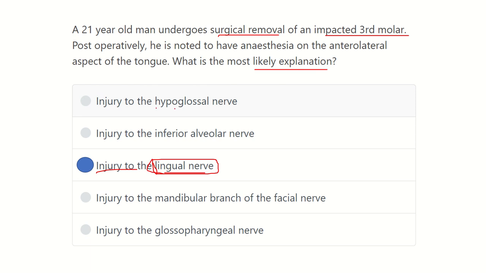Other options, such as injury to the hypoglossal nerve, are not true, because the hypoglossal nerve is purely a motor nerve. Then injury to the inferior alveolar nerve is not true, because the inferior alveolar nerve supplies the tooth area or mandibular area. Then injury to the mandibular branch of the facial nerve is also not true, because it gives the motor supply. And injury to the glossopharyngeal nerve is not true, because the glossopharyngeal nerve supplies the posterior aspect of the oral cavity, not the anterior aspect.